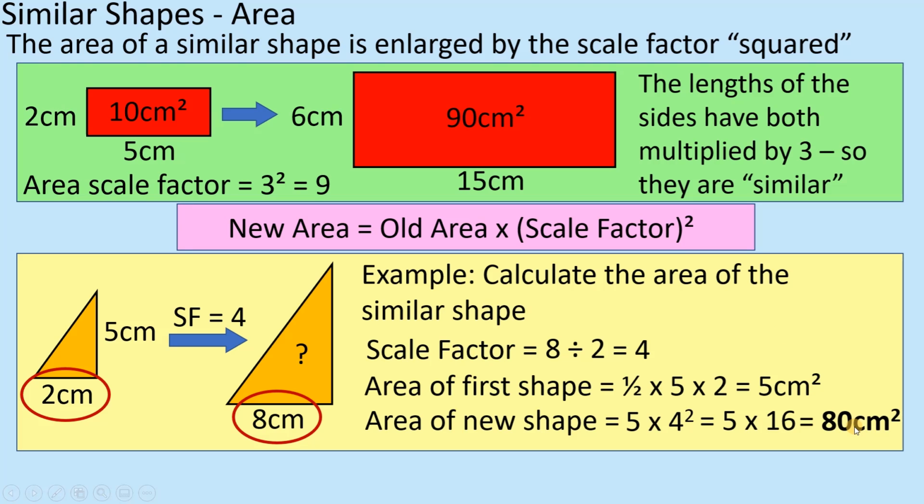So there's 2 ways you can approach that particular question, but in this case we've just gone straight for the area of the first shape, and then use the fact that we know that the scale factor squared is what we're going to need to work out the area of this one. All right.